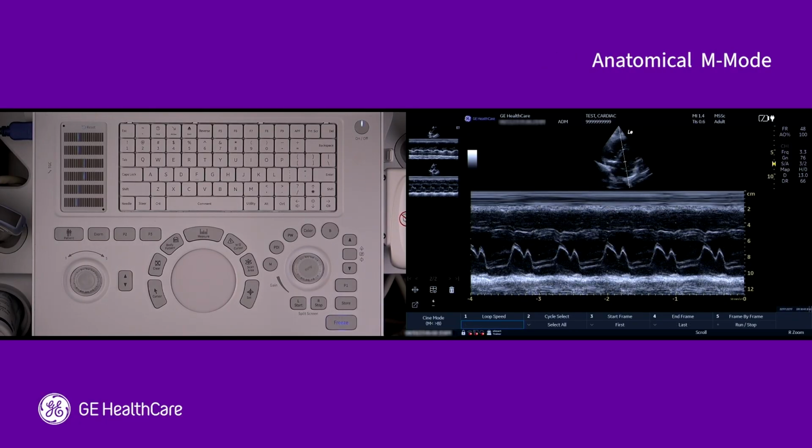Anatomical M mode gives you the ability to manipulate the cursor at different angles and positions. The M mode display changes according to the position of the cursor.